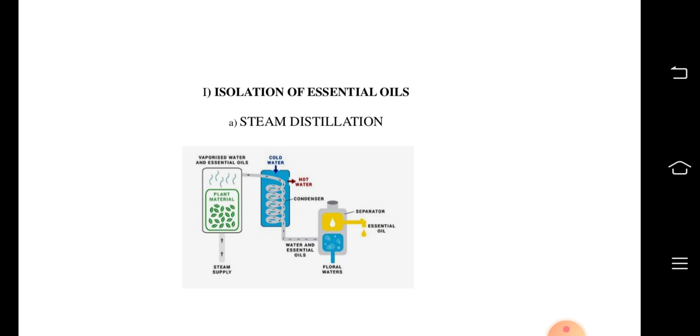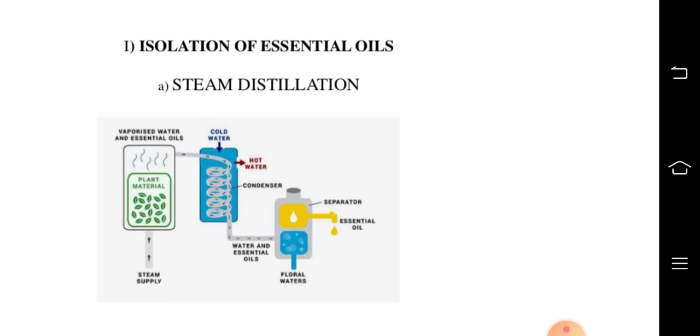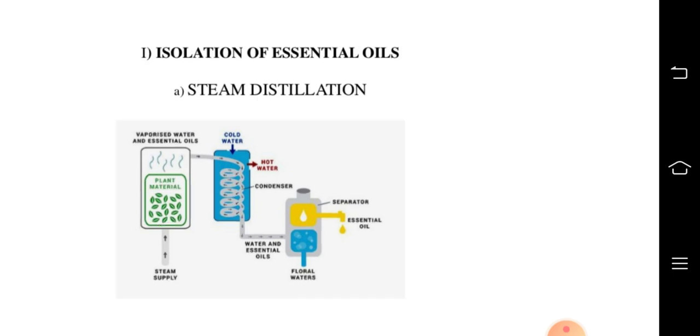Isolation of essential oils, there is steam distillation shown here. You can see there is steam supply going towards a vessel, and vaporized water and essential oils coming out. There is a cold water chamber. Whatever vapors are coming from the first chamber go into the cold chamber, and the water and essential oils get condensed and go into the third chamber where they are separated, the essential oil and the floral waters.